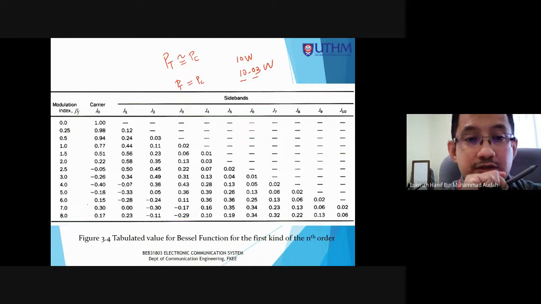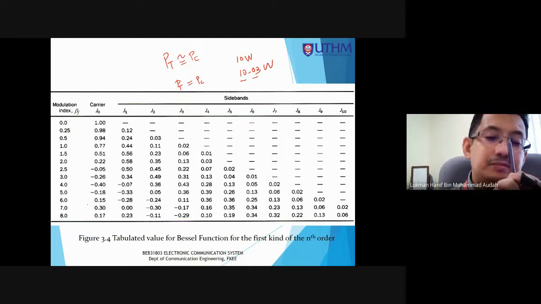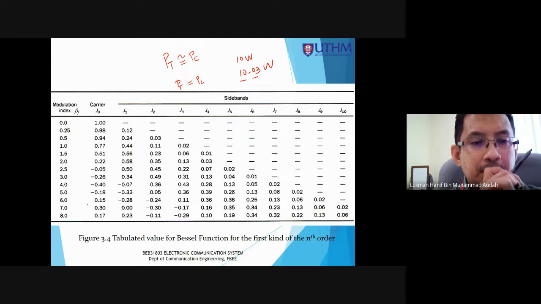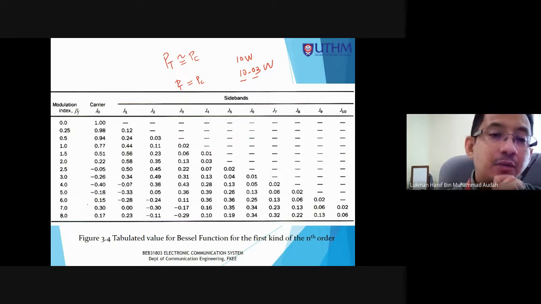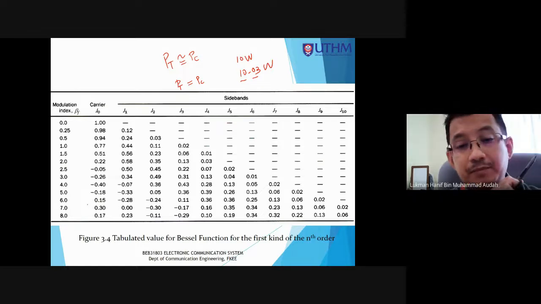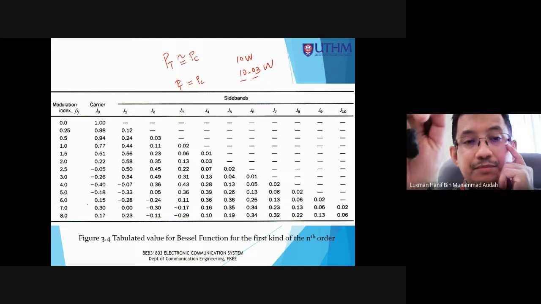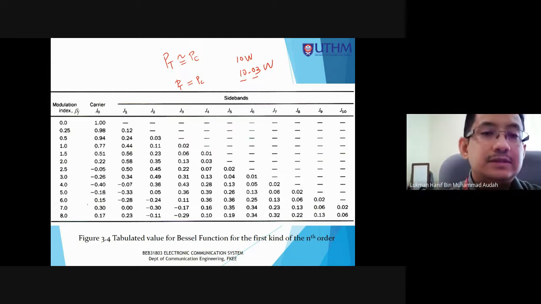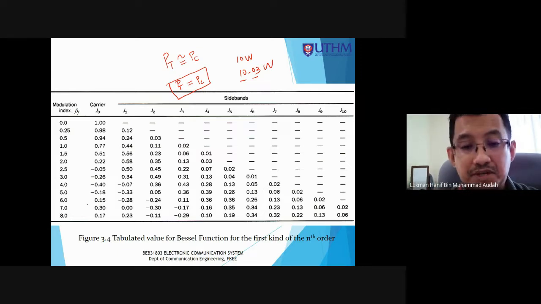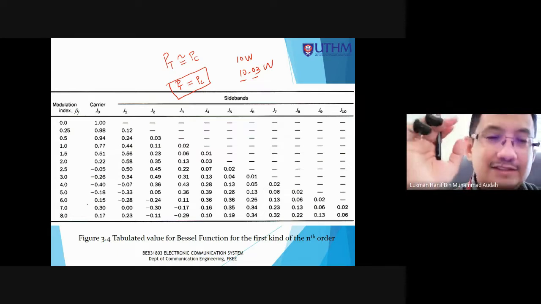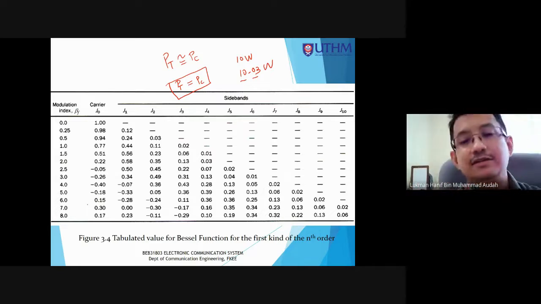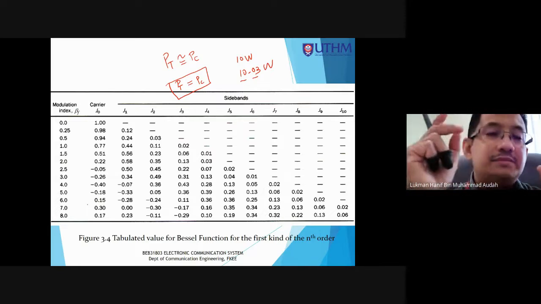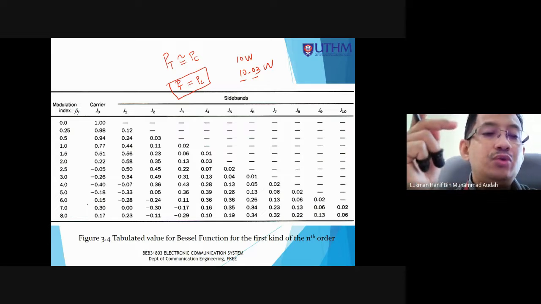So that's why dalam exam nanti you akan lihat bahawa markah untuk mencari total power ini tidak besar untuk angle modulated wave. Okay, the marks are not very big. It's not big because it's very simple. You can use equal to PC. Unless, melainkan, the exam question says that you need to use the Bessel table.